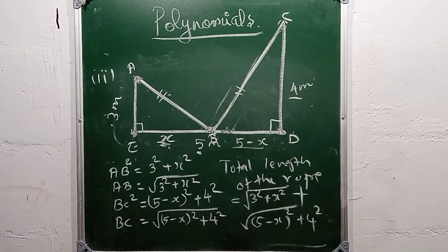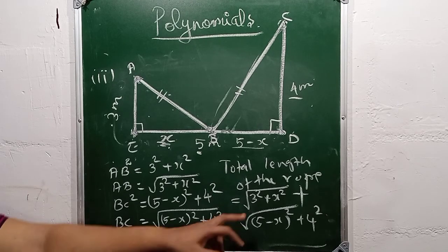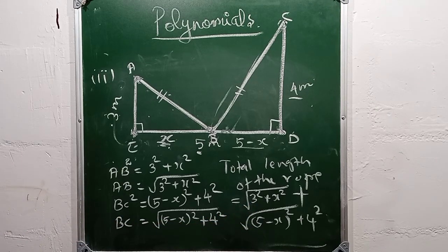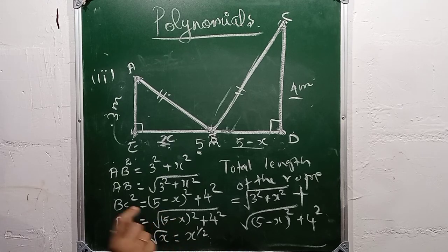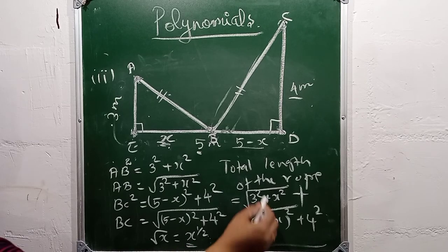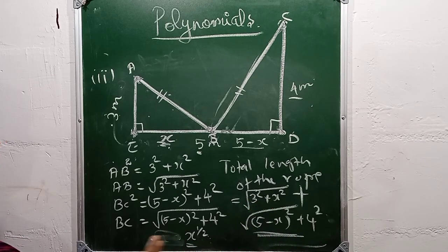What do you think on seeing this? Is this a polynomial or not? See, a root means what power? Root x is actually x raised to 1 by 2. And we know a condition: if it is a polynomial, what powers must it not have? It must not have fractions as powers. So this one is not a polynomial.